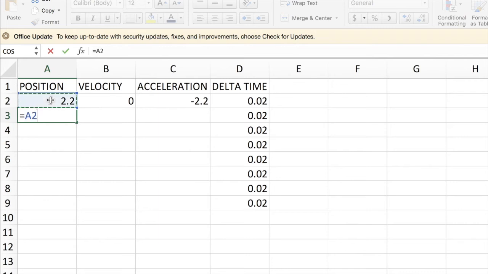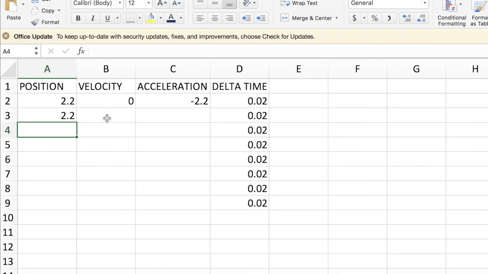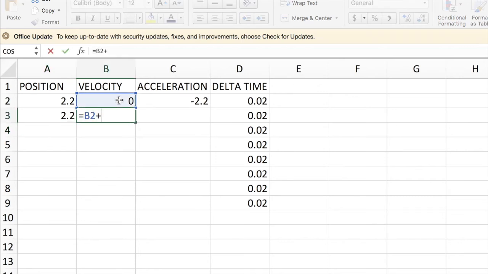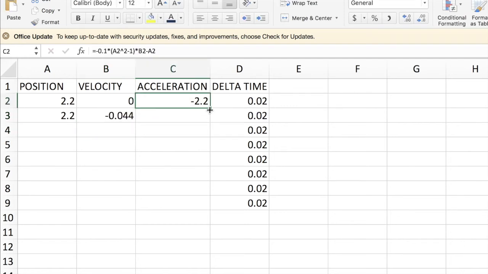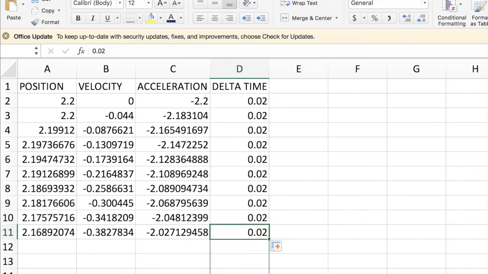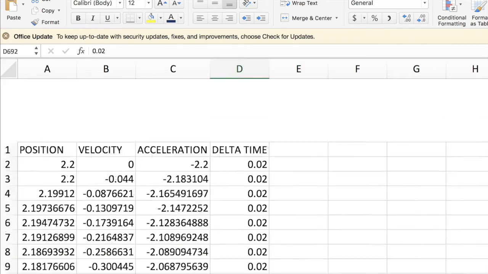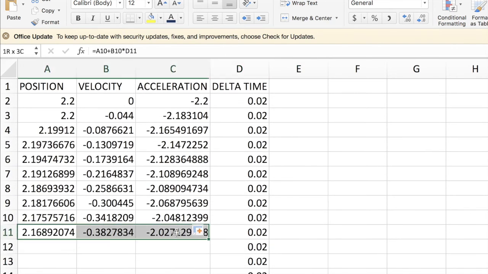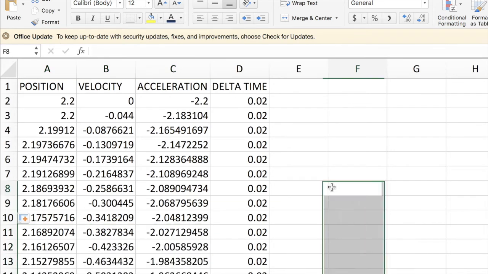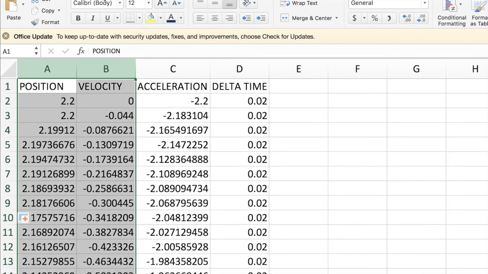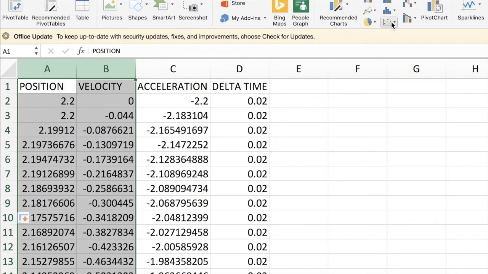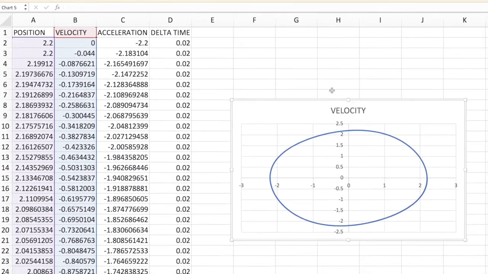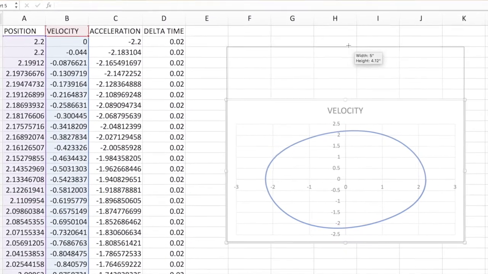Now I'm going to drag the time interval, and then I'm going to approximate as we've done before. The position is going to be the initial position plus velocity times time, and the velocity is going to be the initial velocity plus the acceleration multiplied by time. And then I'm going to drag that, and then I'm going to plot the first column as the x-axis, the second column as the y-axis, because that will be the phase space, which will be velocity versus position.